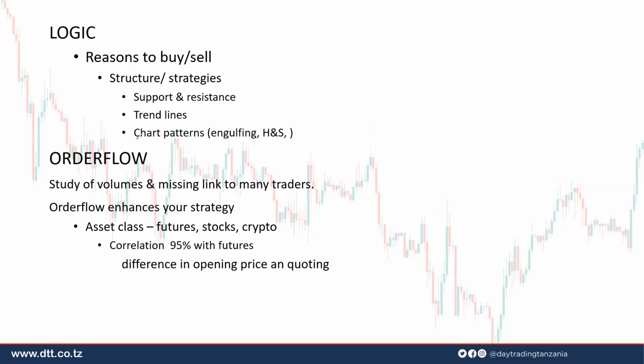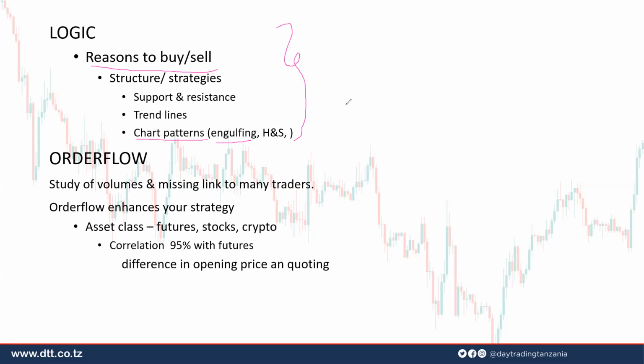Then we have chart patterns. We have a lot. We have engulfing patterns. We have head and shoulders. We have ascending triangle, descending triangle. But now, one thing you need to understand is that all these things which we call strategies, these are the reasons for us to buy and sell. I'll just give you an example.